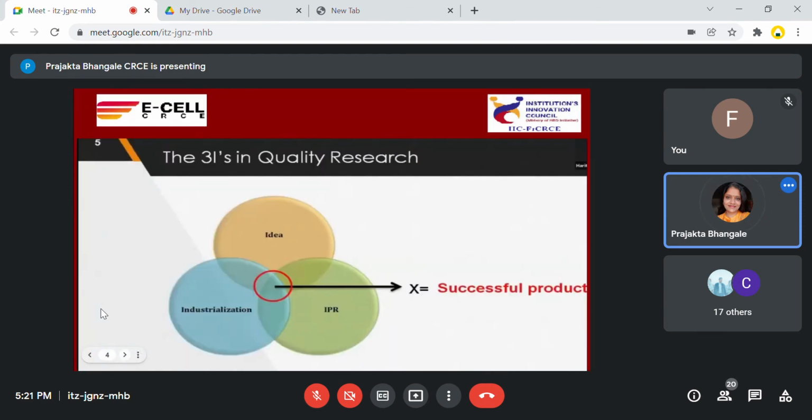Now, what are the 3 I's in quality research? When you are going to ideate on some problem, whenever you are at the first phase of the startup, I have not yet started that, but whenever you start with any idea, you have to think about when you will get a successful product. Obviously, you should have some idea. That idea should be novel, distinct from the existing one.